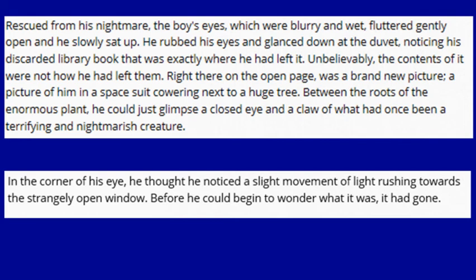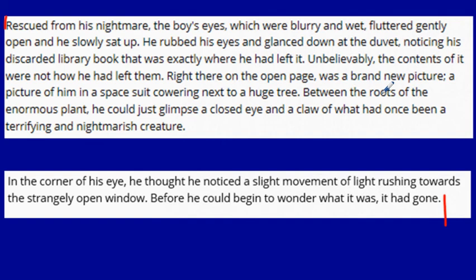Between the roots of the enormous plant, he could just glimpse a closed eye and a claw of what had once been a terrifying and nightmarish creature. In the corner of his eye, he thought he noticed a slight movement of light rushing towards the strangely open window. Before he could begin to wonder what it was, it had gone. So these are the two paragraphs that bring an end to our story.